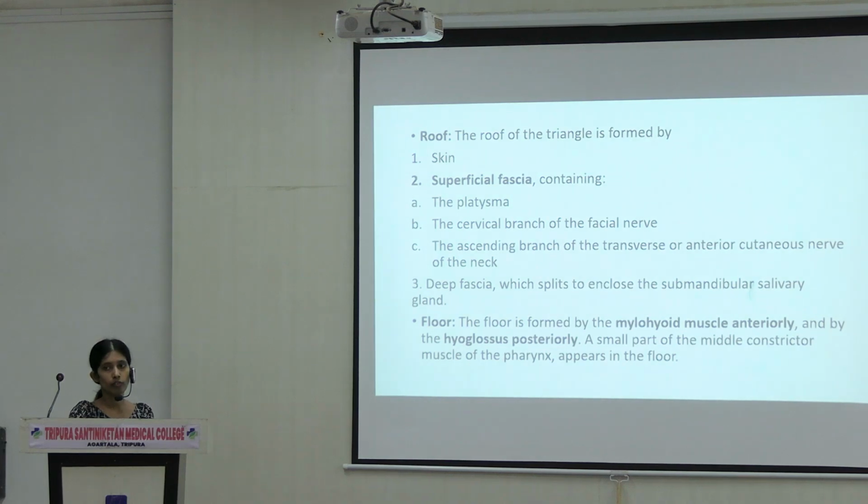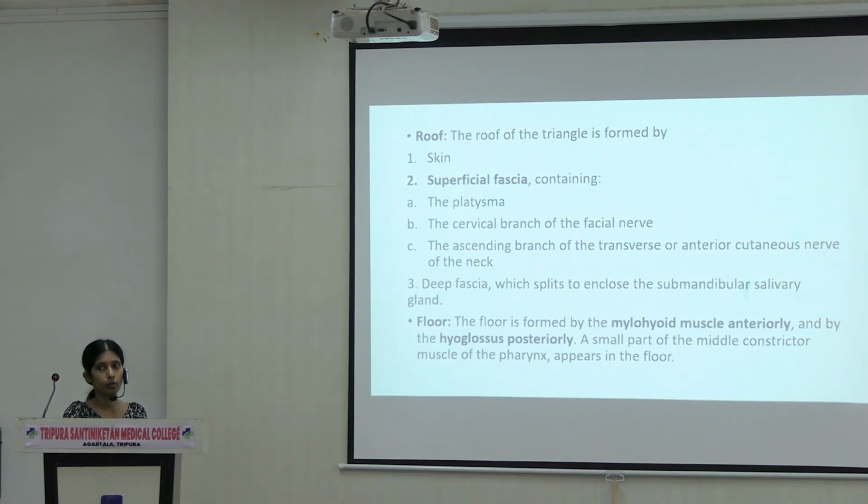Roof. The roof of the digastric triangle is formed by the skin, superficial fascia and also the deep fascia. In the superficial fascia, we can see three important structures which I have already mentioned, that is platysma, cervical branch of the facial nerve and the ascending branch of the anterior cutaneous nerve. You have to remember the word anterior cutaneous nerve.